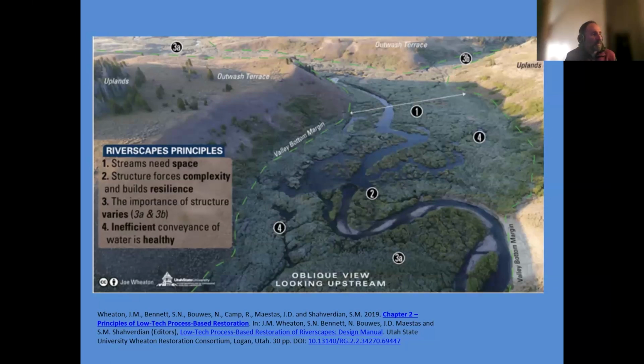Three, the importance of structure varies, right? We don't need structure everywhere. It's not appropriate in the same volumes everywhere, depending on the valley morphology, the geology and other characteristics. The importance of structure varies. We don't want to get carried away everywhere. And then finally, inefficient conveyance of water is healthy, right? A lot of this is about retaining water on the landscape. So there are 4 principles about riverscapes.